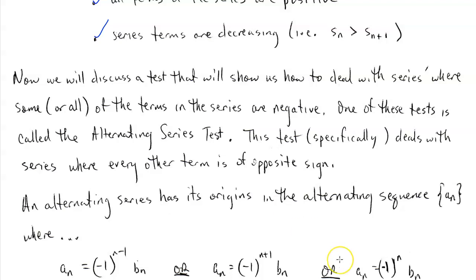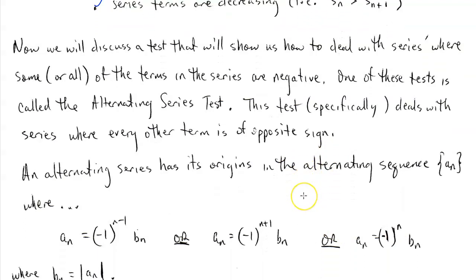So the test specifically deals with series where every other term is of opposite sign. For instance, if we had -1 raised to the n, then the sequence of numbers here, if I let n equal 1, then -1 raised to the 1 is just a -1. -1 raised to the 2 would be a +1. -1 raised to the 3 would be a -1. -1 raised to the 4 would be a +1, so on and so forth. So this is a simple alternating sequence here.